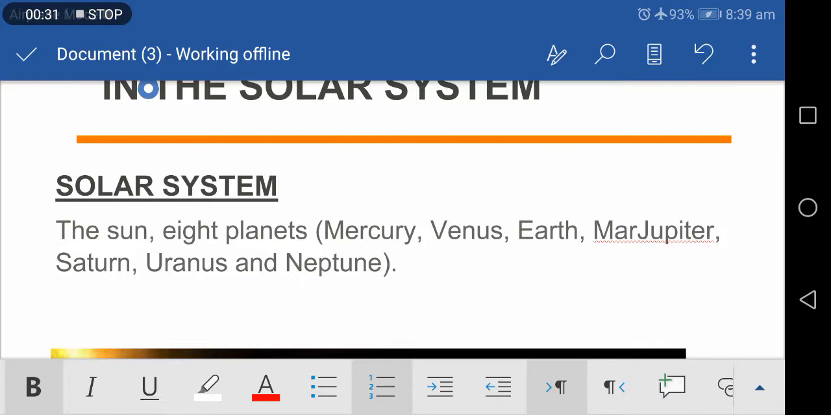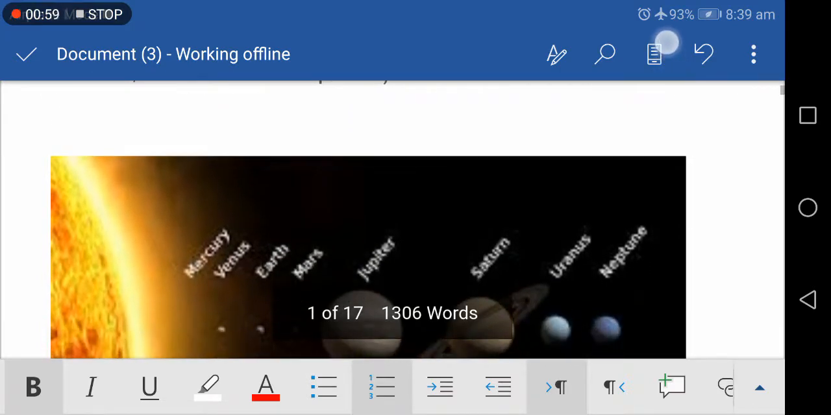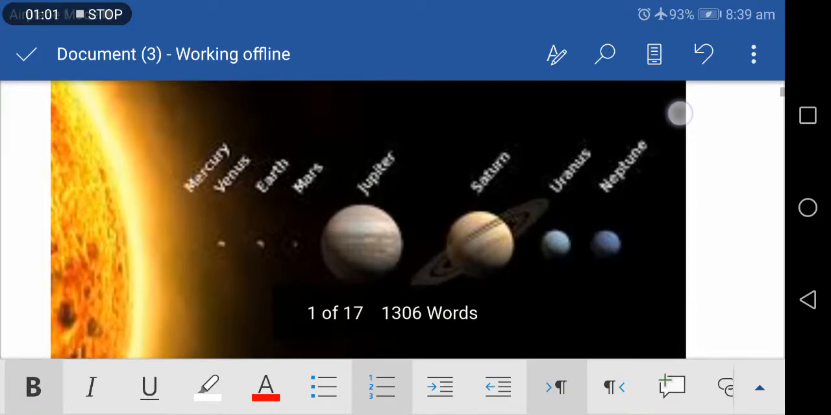The solar system comprises the Sun, 8 planets, that everyone knows: Mercury, Venus, Earth, Mars, Jupiter, Saturn, Uranus, and Neptune, revolving around the Sun, many satellites revolving around their respective planets, thousands of comets and billions of meteoroids. See here the picture.